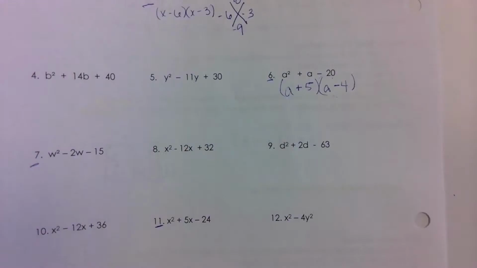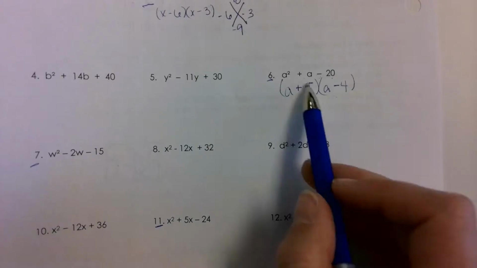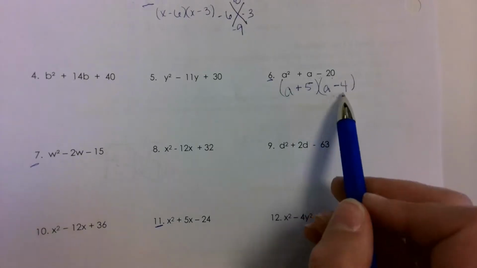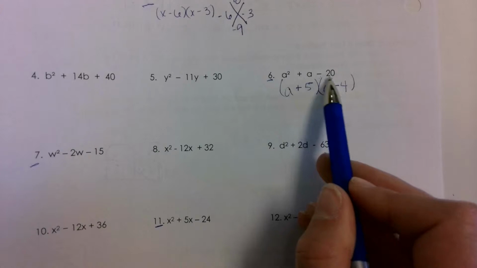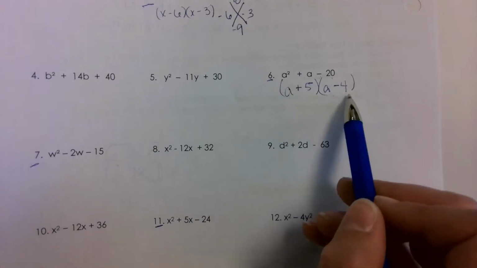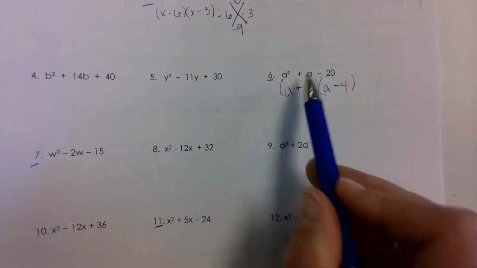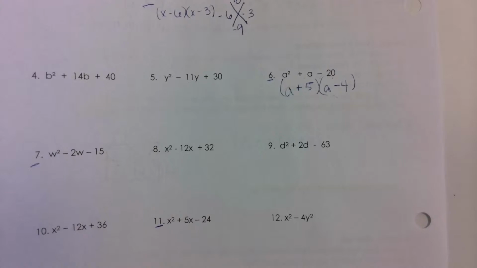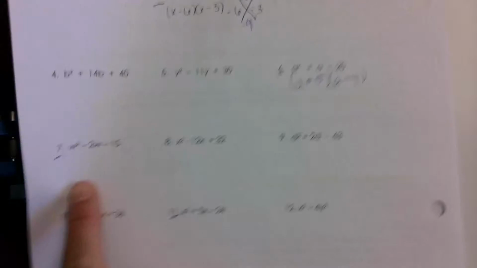And we can do like a quick check to see that this is correct. So positive 5 times negative 4, what does that give you? Negative 20. And if we have positive 5 minus 4, what do you get? 1, so that checks out as well. Is that okay? Questions? All right. 7? That okay?